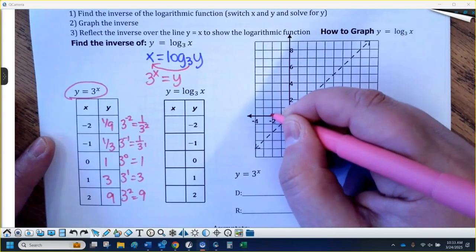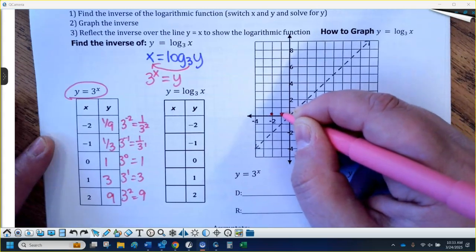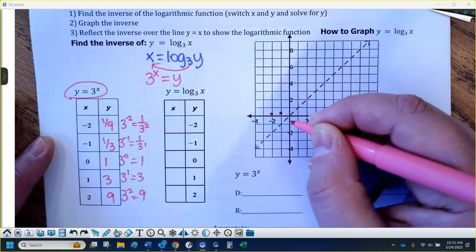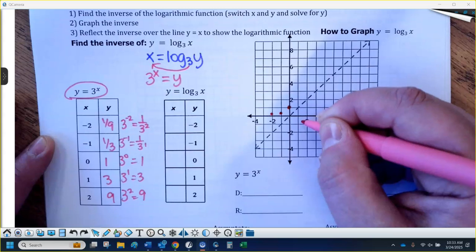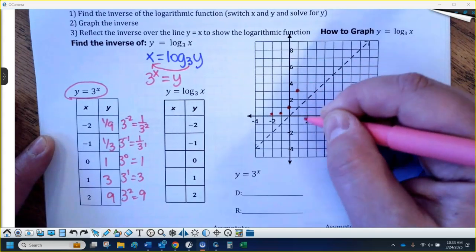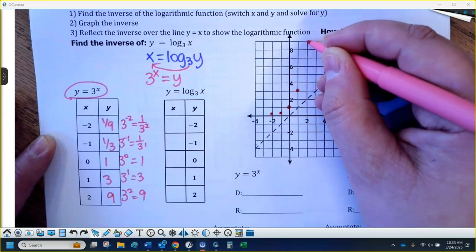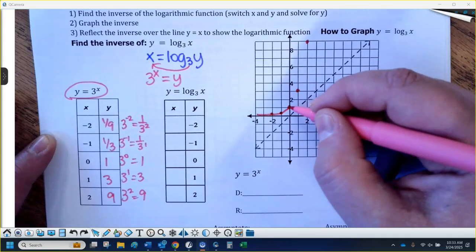So negative 2, 1/9 would be pretty close to the x-axis. Negative 1, 1/3, I'm going to kind of try and eyeball like 1/3 of the way up. The rest of the points will be nice. So I have 0, 1, I have 1, 3, and then I have 2, 9. So this will be a good review of graphing an exponential here.